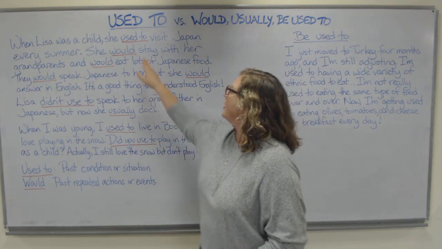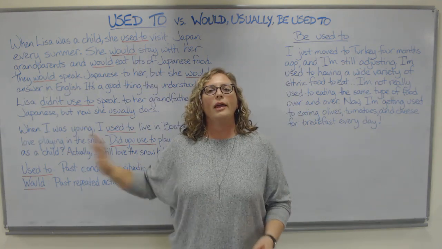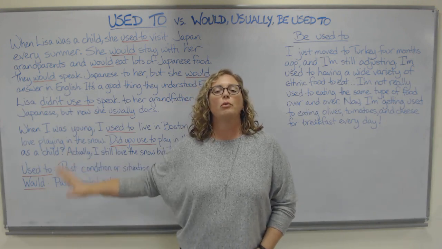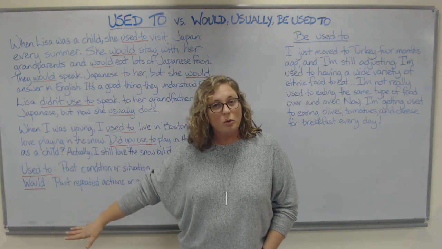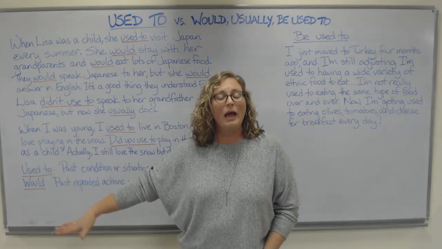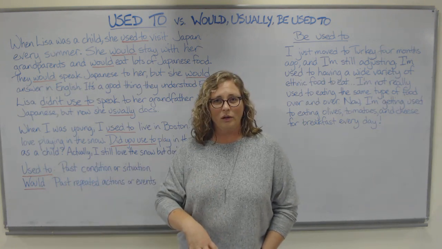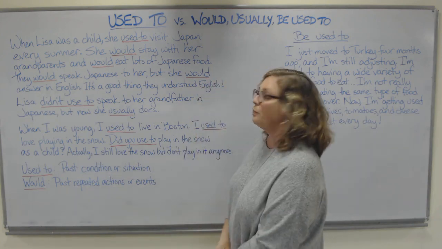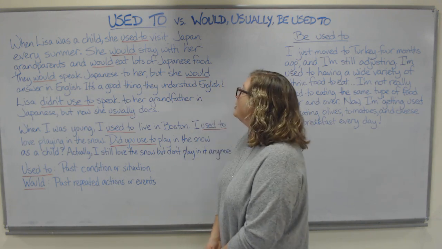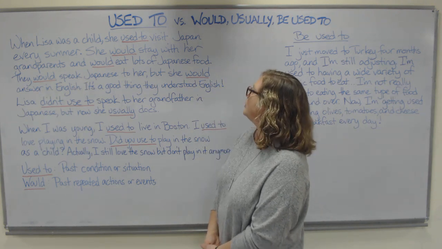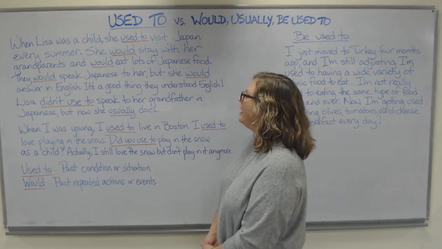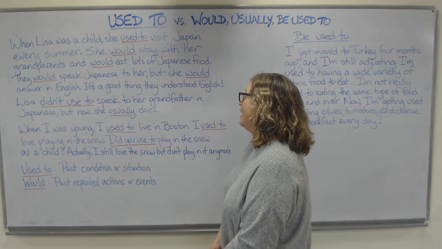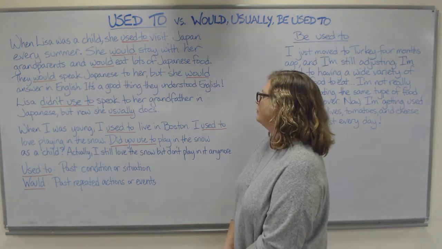When we are using used to, we're talking about the past, something that happened regularly, usually, commonly, but not now. So, when Lisa was a child, she used to visit Japan every summer. She would stay with her grandparents and would eat lots of Japanese food. They would speak Japanese to her, but she would answer in English. It's a good thing they understood English.